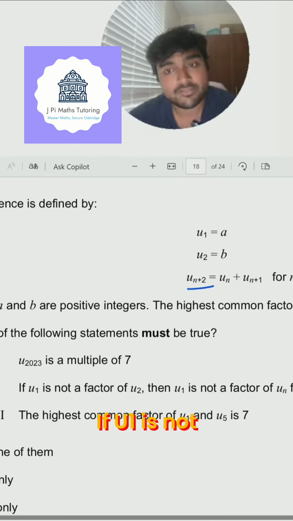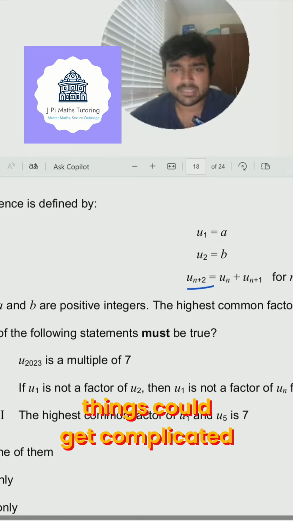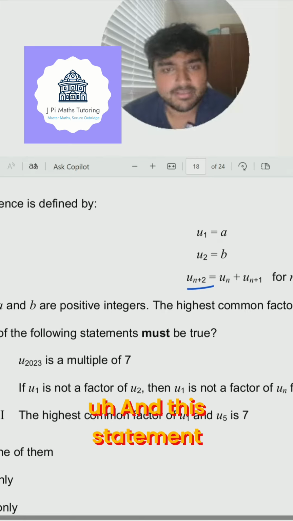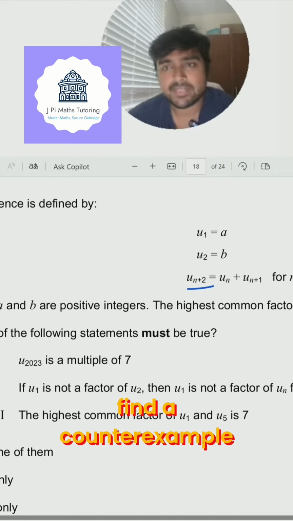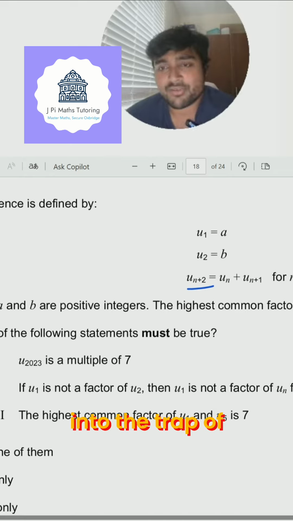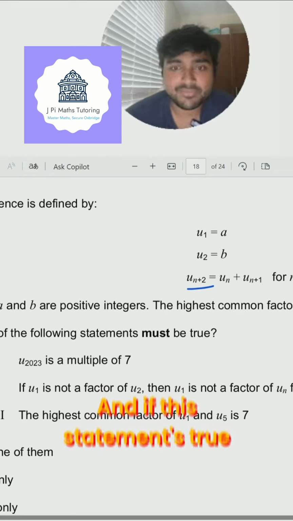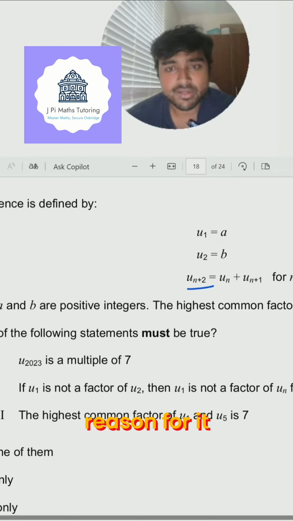If u1 is not a factor of u2, then u1 is not a factor of un for any n. Interesting. Now, this is where things could get complicated. This statement is either true or false. If you think it's false, you could try and find a counterexample, and you could fall into the trap of just trying random numbers. And if the statement's true, well, there's got to be some reason for it, and it's not very clear, at least off the face of it.